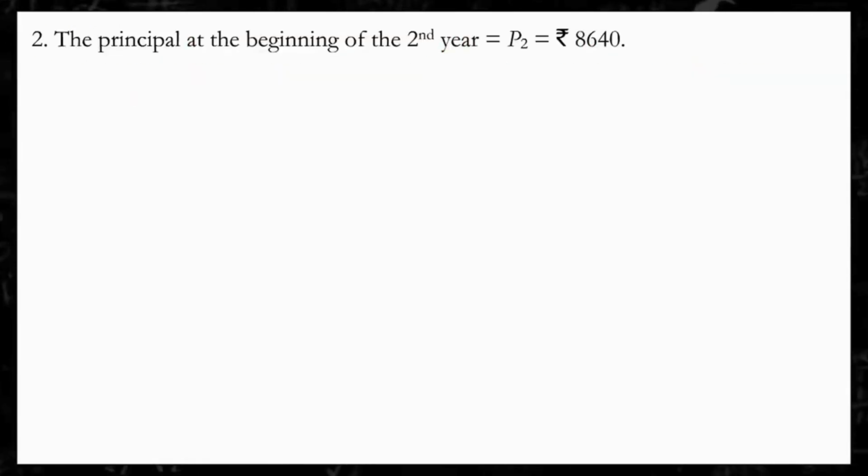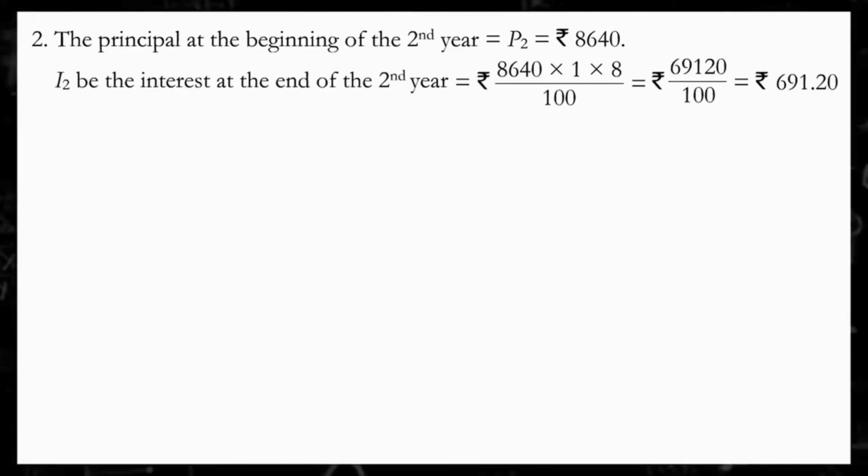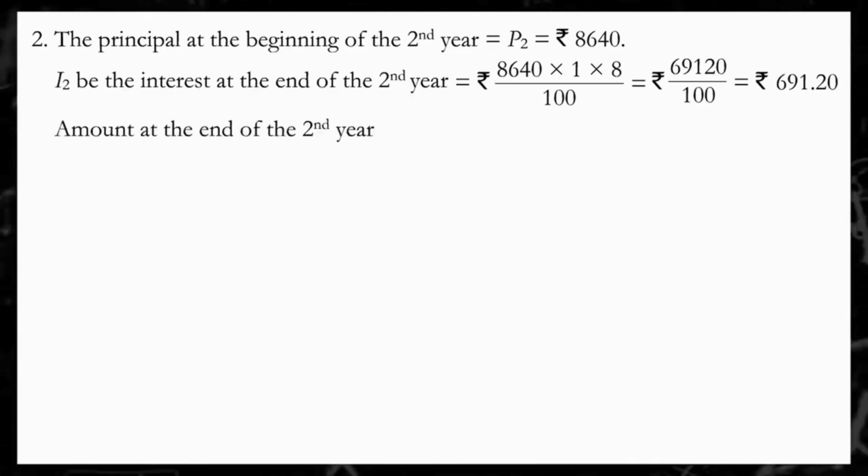2. The principal at the beginning of the second year is P2 = rupees 8,640. Let I2 be the interest at the end of the second year. This is equal to rupees 8,640 × 1 × 8/100 = rupees 69,120/100 = rupees 691.20.